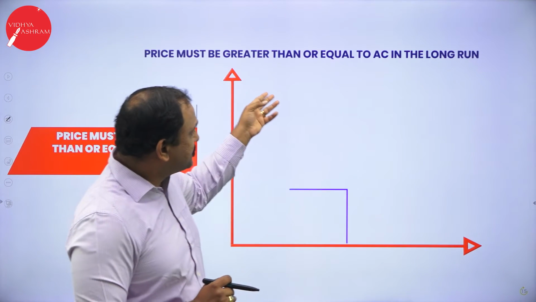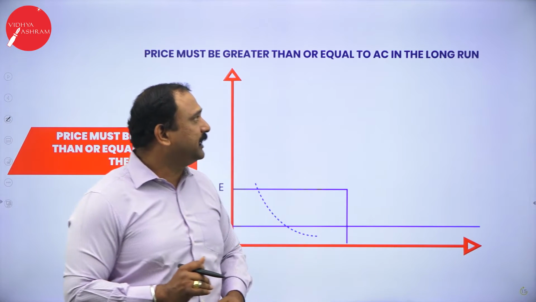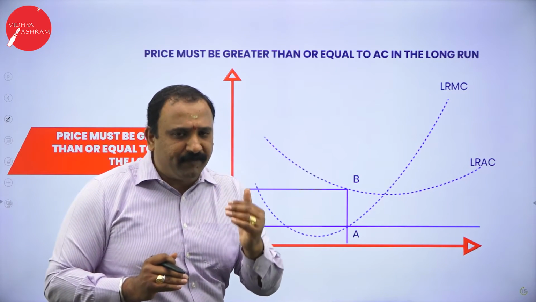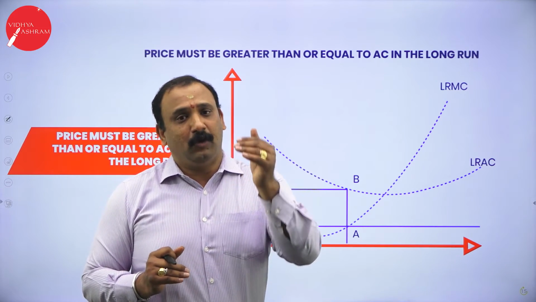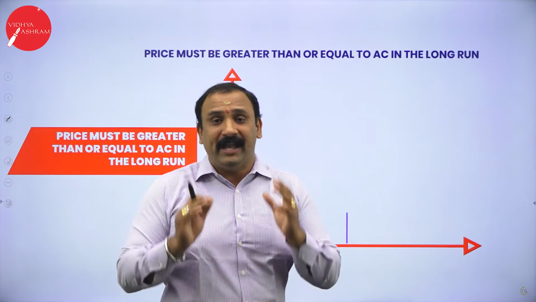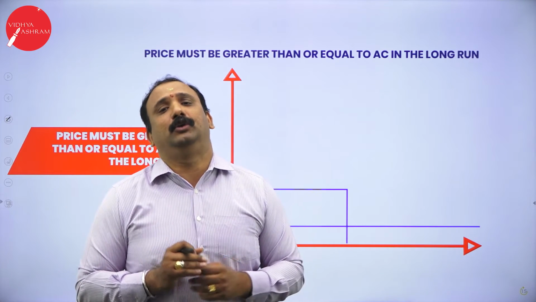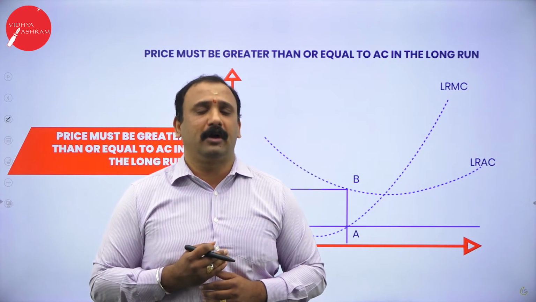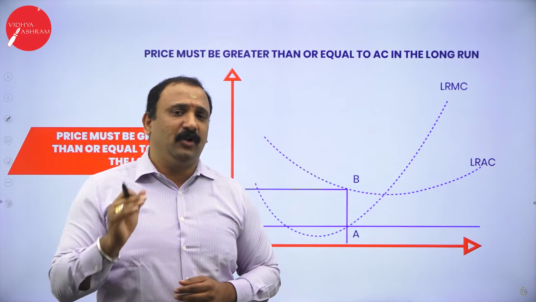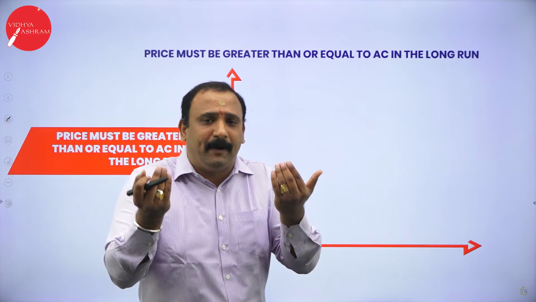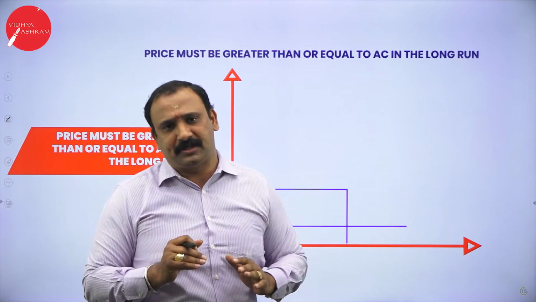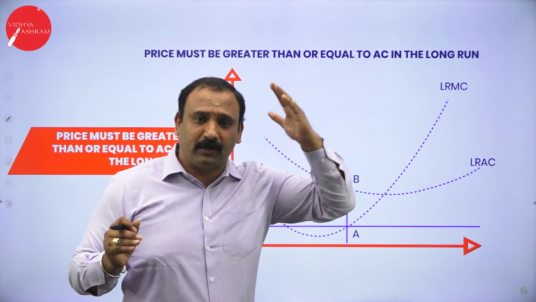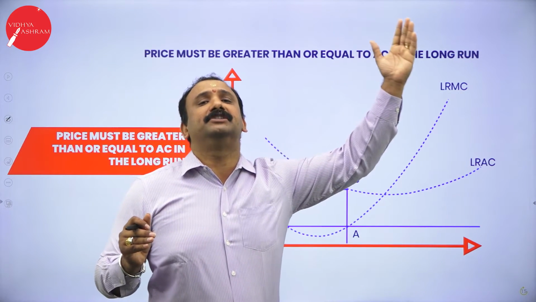Now, price must be greater than or equal to average cost in the long run. Moving further from the short run, when we move to the long run, we have a different mindset altogether. Why? What is that different mindset that we need to talk about? In the long run, we know that we are capable of taking any kind of cost, because I'm not going to run the industry for 6 months or 1 year. I'm going to run this industry for years to come.